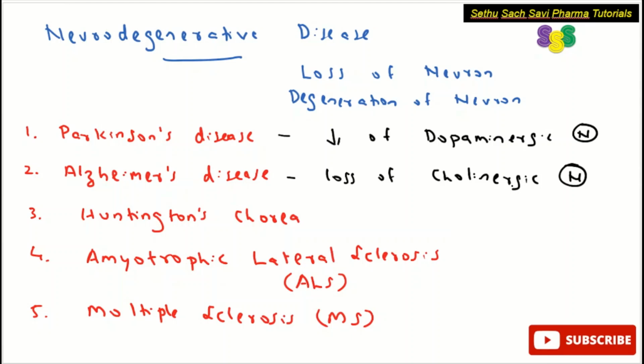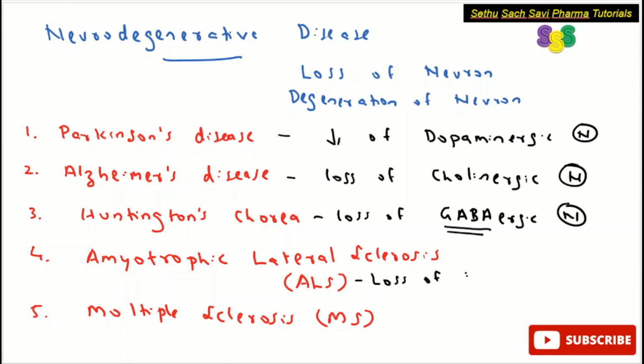Now coming to Huntington's chorea, here there will be loss of GABAergic neurons. Now you all know that GABA is an inhibitory neurotransmitter, and the loss of GABAergic neurons results in Huntington's chorea. Whereas in the case of ALS, there will be loss of neurons.